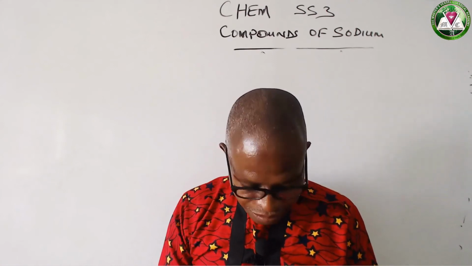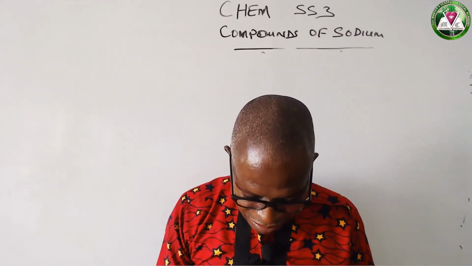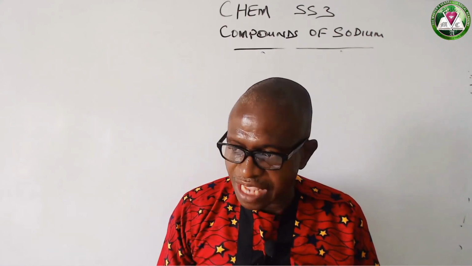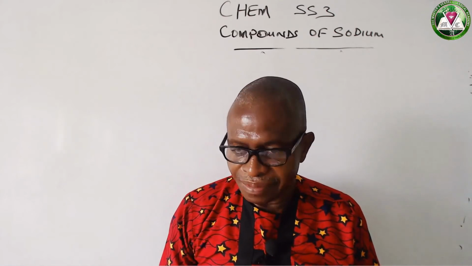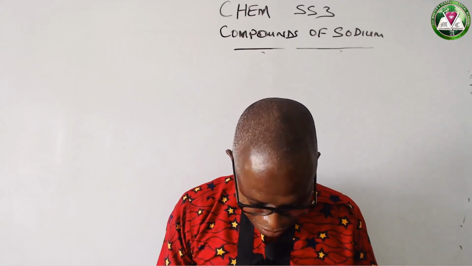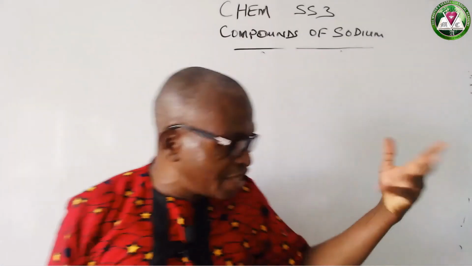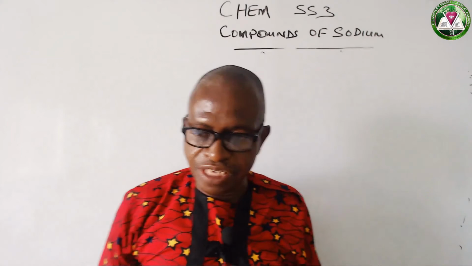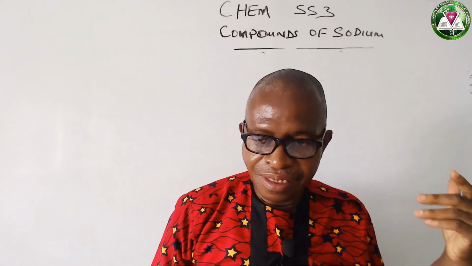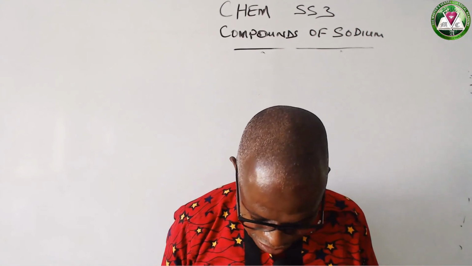2. Sodium hydroxide, when dissolved in water, is alkaline. That is, it turns red litmus paper blue. Then sodium hydroxide is also deliquescent. All these things, you know them already. Deliquescent is when a solid, when exposed to air, dissolves to form a solution. Therefore, sodium hydroxide is deliquescent.